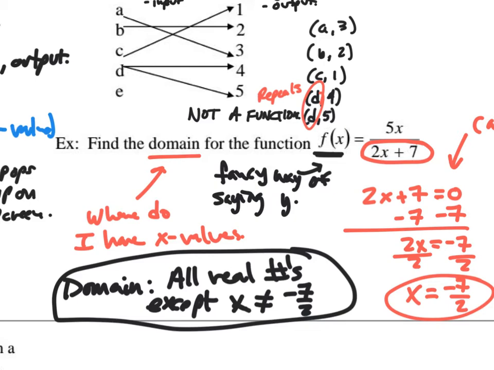But for now, that's the idea. So anytime you see something like this, just set your denominator equal to 0, solve for x.